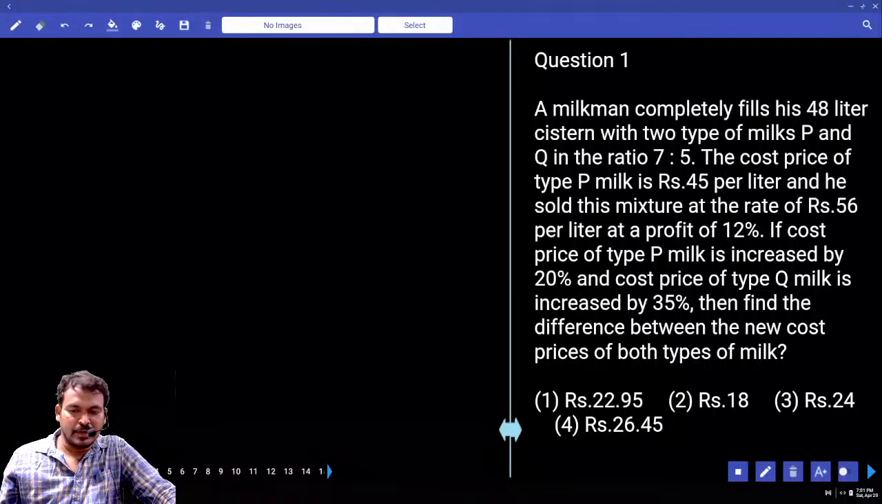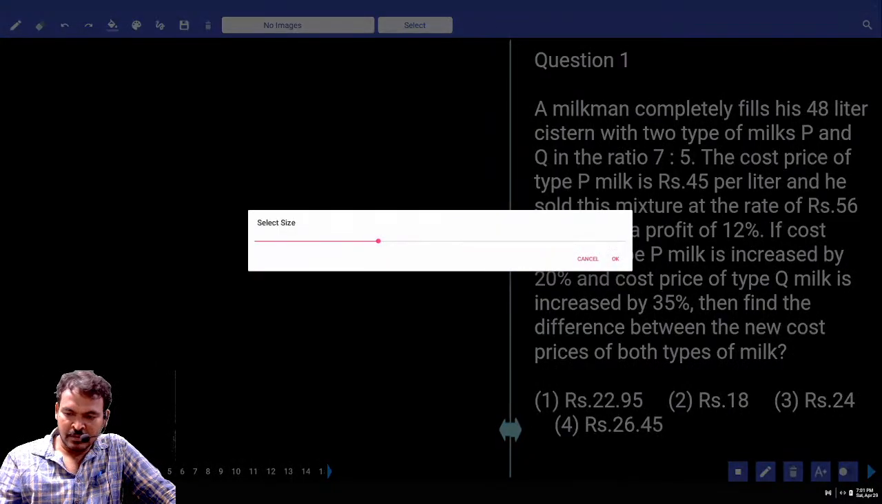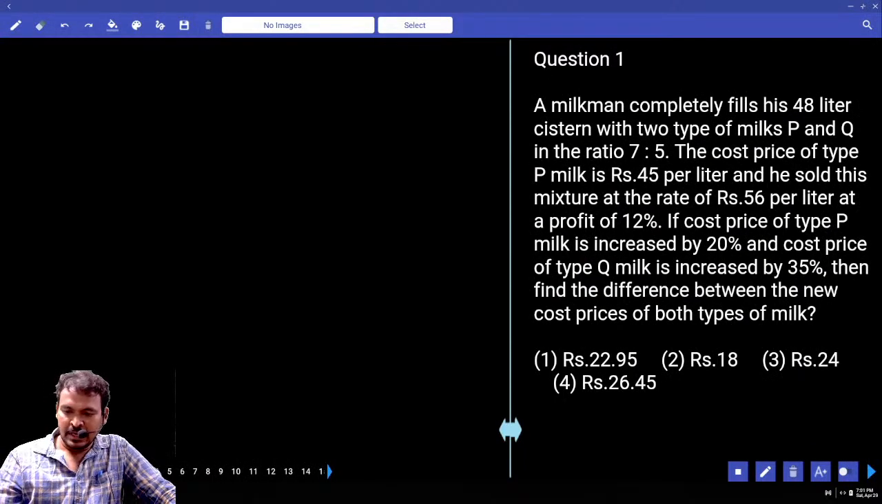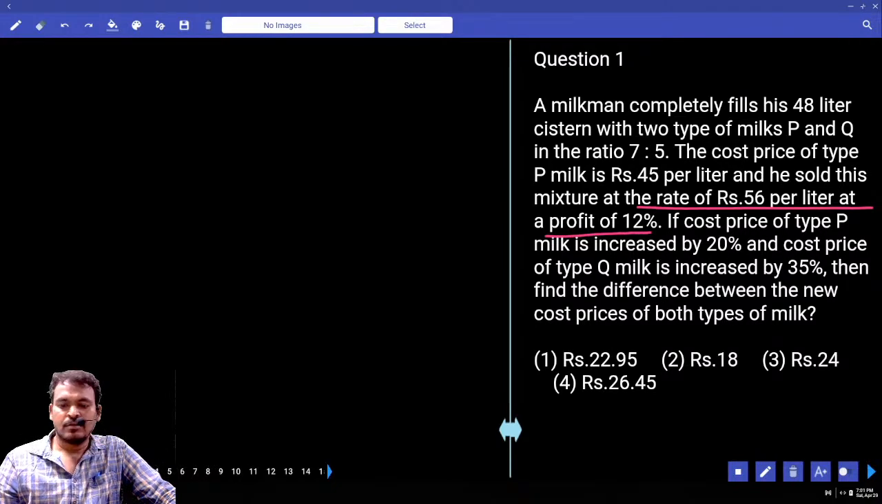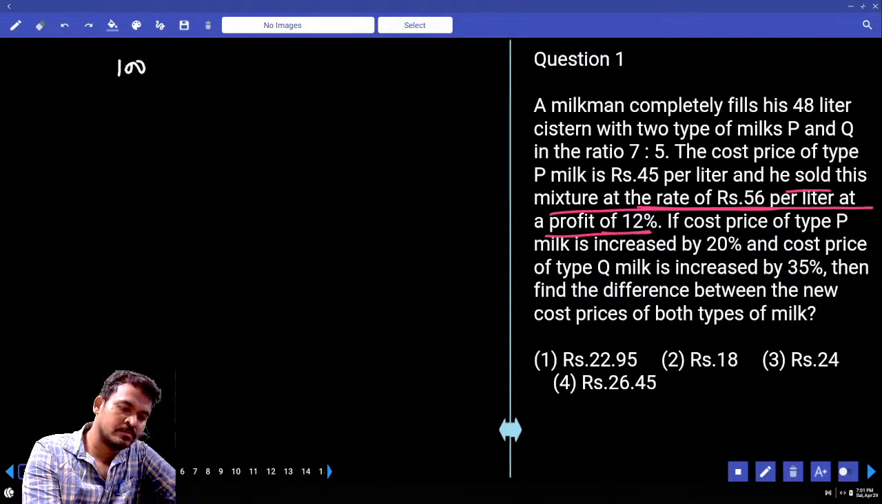Two types of milk, P and Q, are mixed in the ratio 7:5. The cost price of type P milk is 45 rupees per liter, and the mixture is sold at 56 rupees per liter at a profit of 12%. So the mixture selling price is 56, but you are getting a profit of 12%. The mixture cost price is always how much?